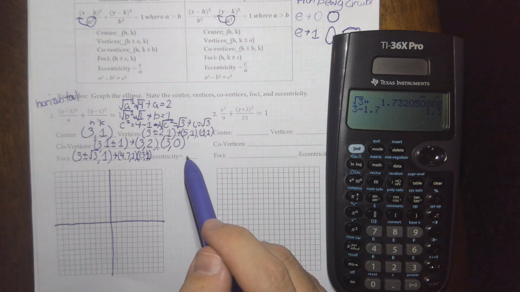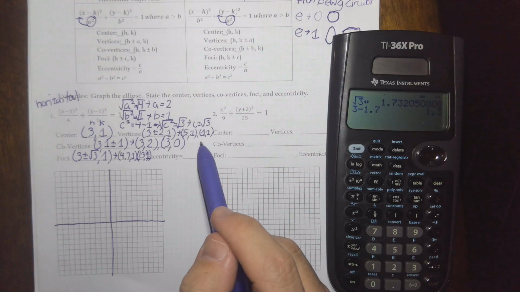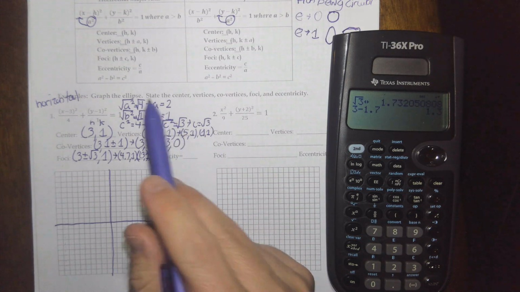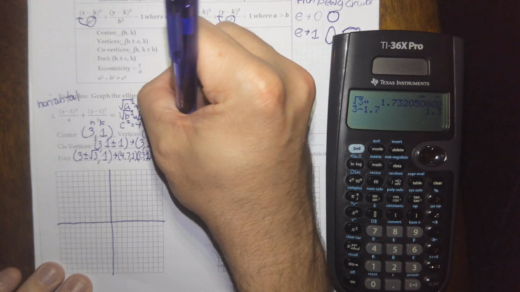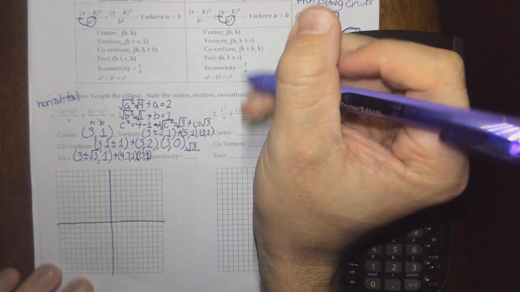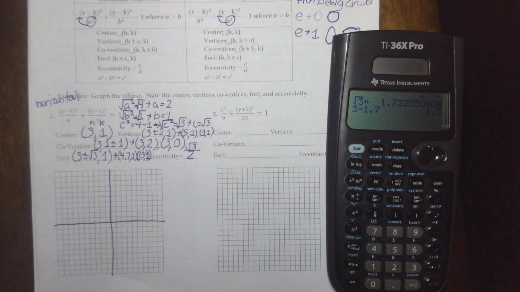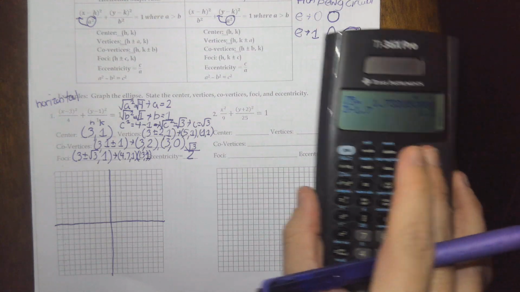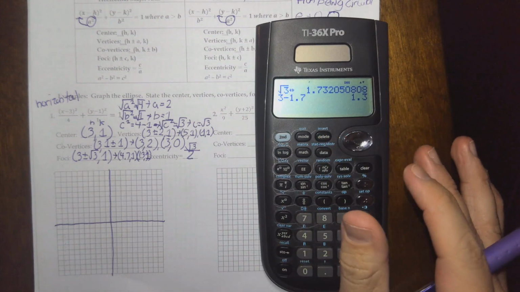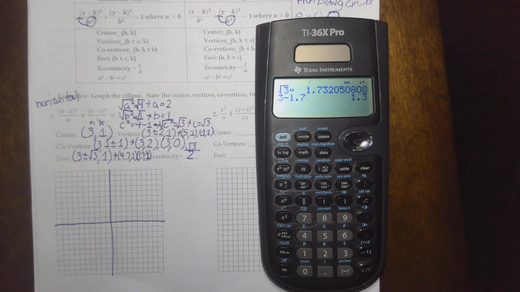For my eccentricity, I do not want any decimals, just keep it in fraction form. Eccentricity is C over A, so it's going to be root 3 over A, which is 2. And that's how you would leave it. I guarantee that eccentricity is between 0 and 1, because if it was 1, it would be a really defined ellipse. If it was 0, it would be a circle.